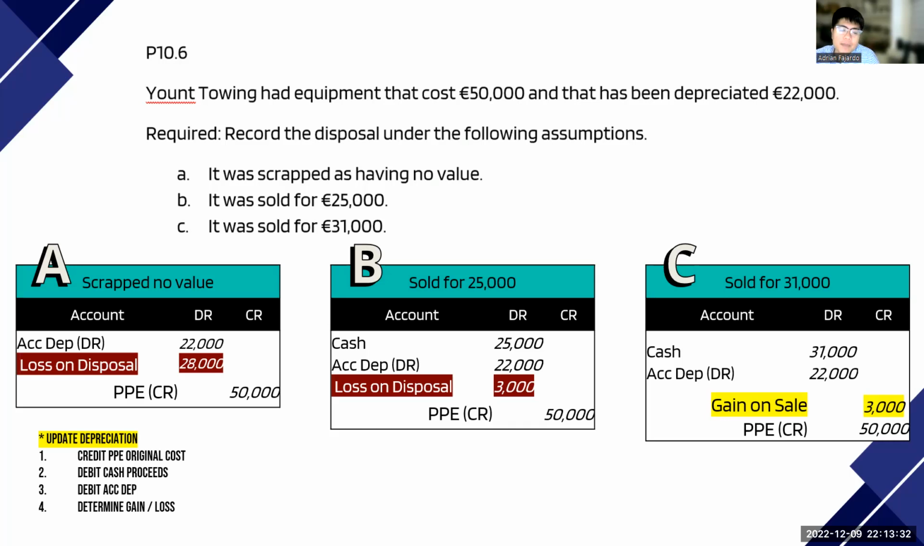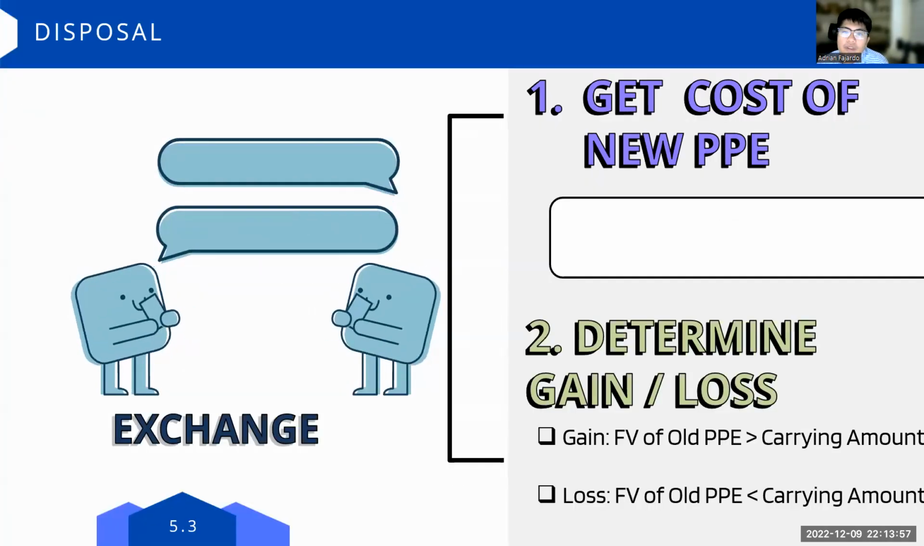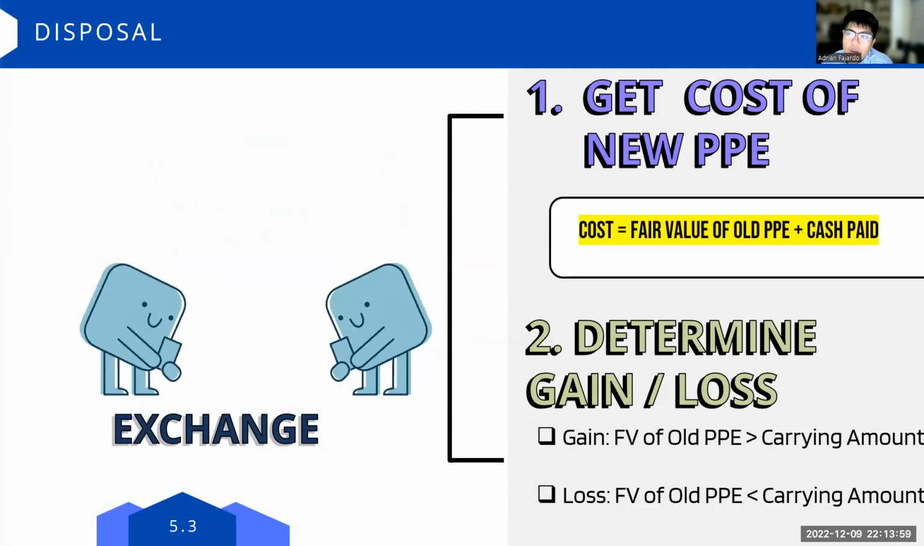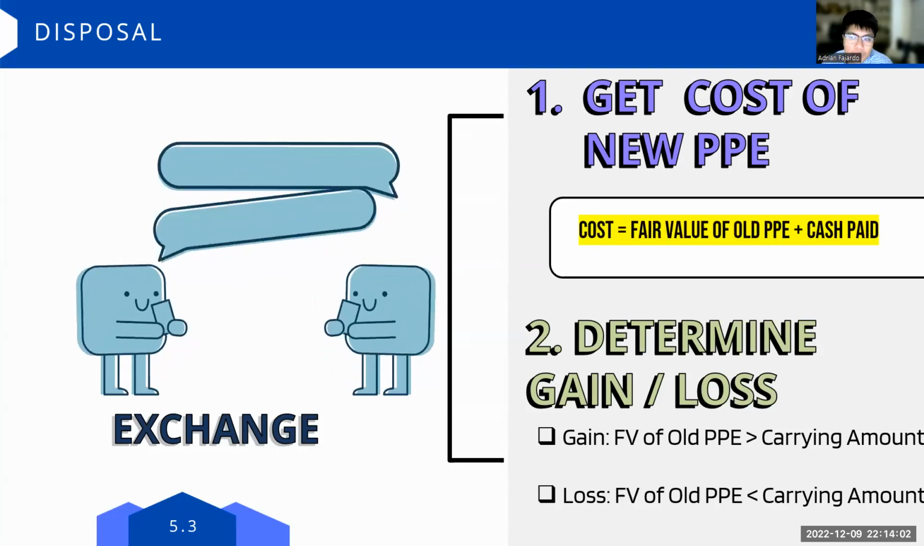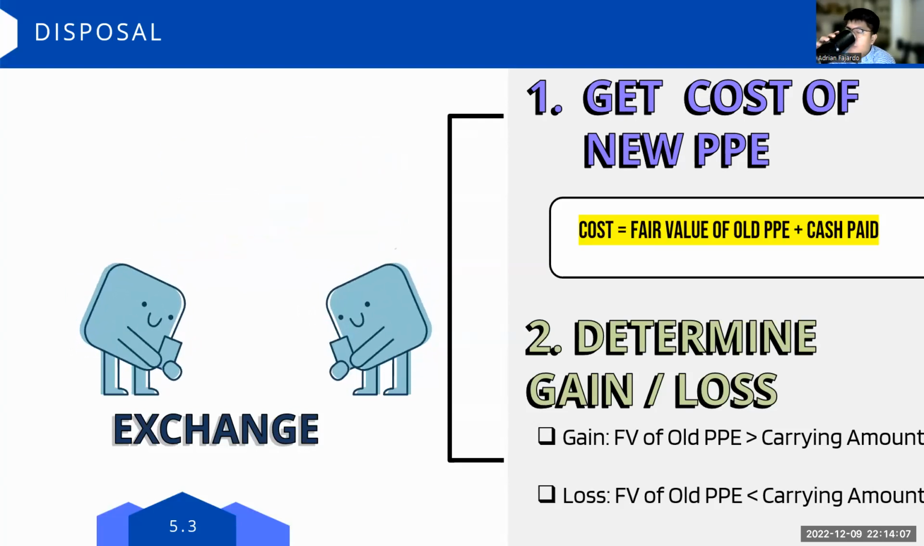Right? So ano yung ulit yung steps? Step 0, update depreciation. Step 1, credit PPE original cost. Step 2, debit your cash. Step 3, debit your ACDEP. And then step 4, determine gain or loss depending on which debit or credit yung may kulang. So we're done with Yount Towing. So the last one is exchange. And the only difference lang sa exchange is you need to know how to get the cost of your new PPE, which is just basically the fair value of your old PPE plus yung cash paid.